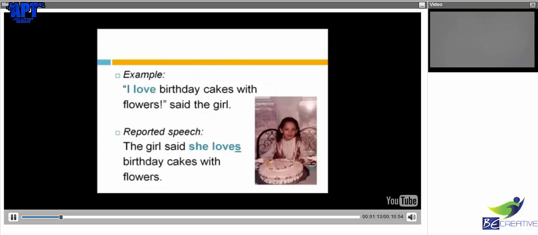Let me give you an example. Quoted speech: "I love birthday cakes with flowers," said the girl. Reported speech: The girl said she loves birthday cakes with flowers. We had to change the subject from I to she, and the verb must now agree with she, so we add the ending s: loves.